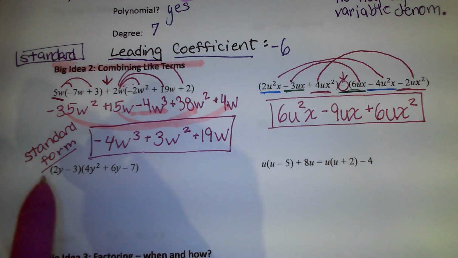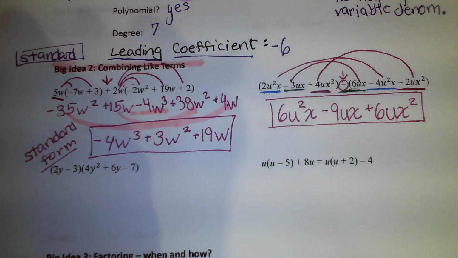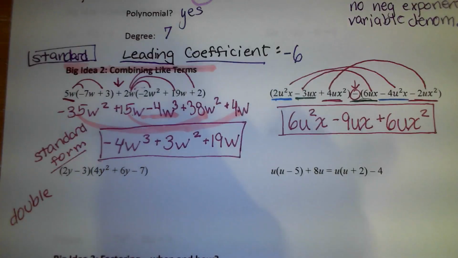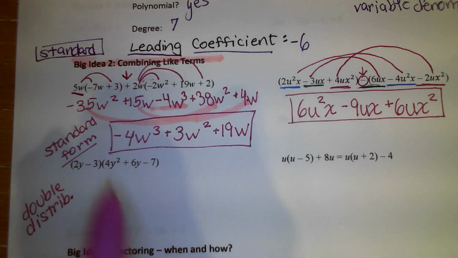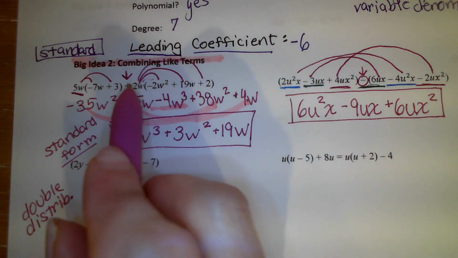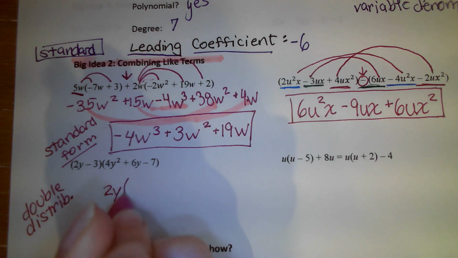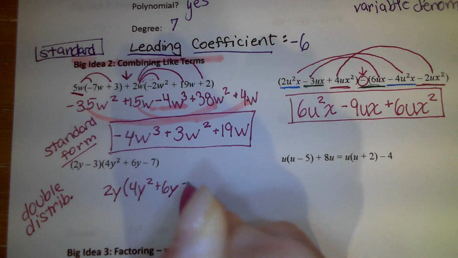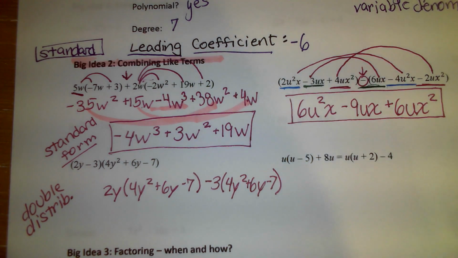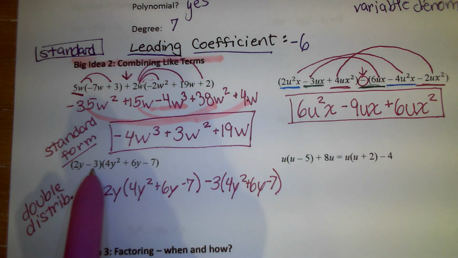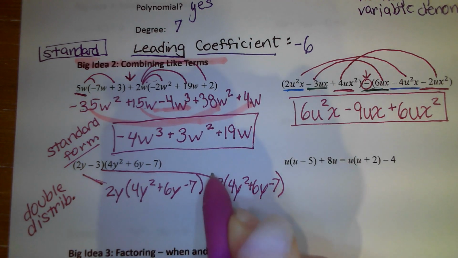Let's keep going. The next one, we're combining like terms, but this time we have a binomial and a trinomial. So we do our double distribution in this situation. This is what it will look like when you need to use double distribution. All right. And I know I'm multiplying and distributing instead of adding or subtracting like we did up here because there's no sign in between the parentheses. So this will be 2y times 4y squared plus 6y minus 7, minus 3 times 4y squared plus 6y minus 7. So I've split up 2y and negative 3. One goes here, and the other goes here.